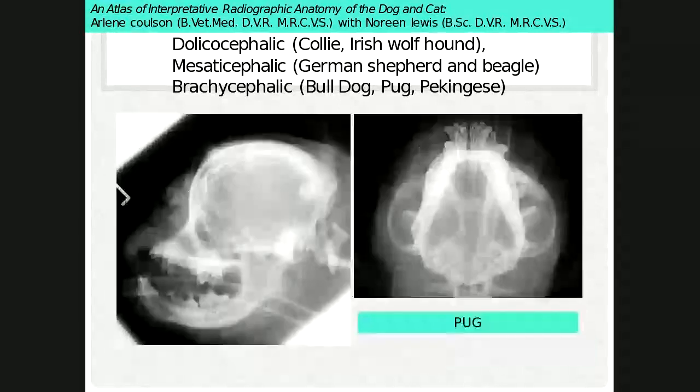And this slide is an image of a radiograph of a pug, and it's very clear the difference in skull shape. It's very domed. The frontal sinuses have become very small. So in some cases, they disappear completely, and they've sort of rotated almost cranioventrally, and the nasal passages are markedly shortened.